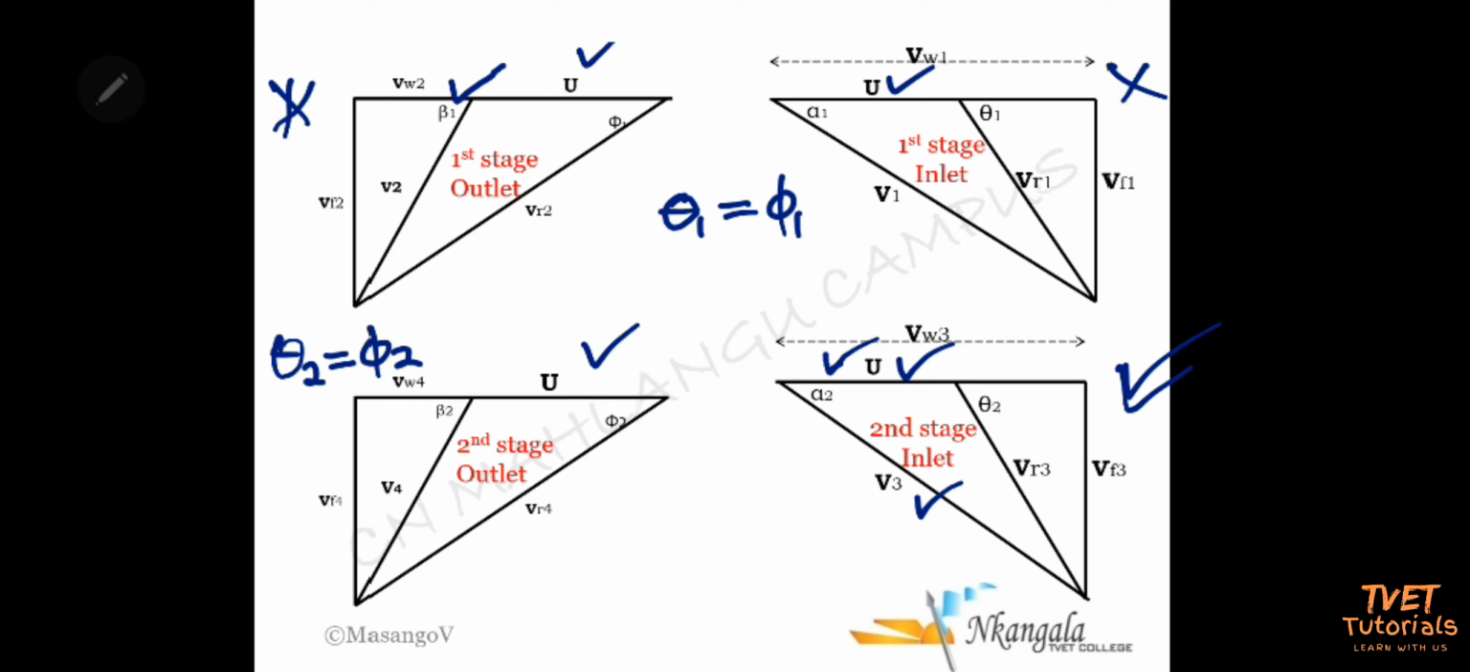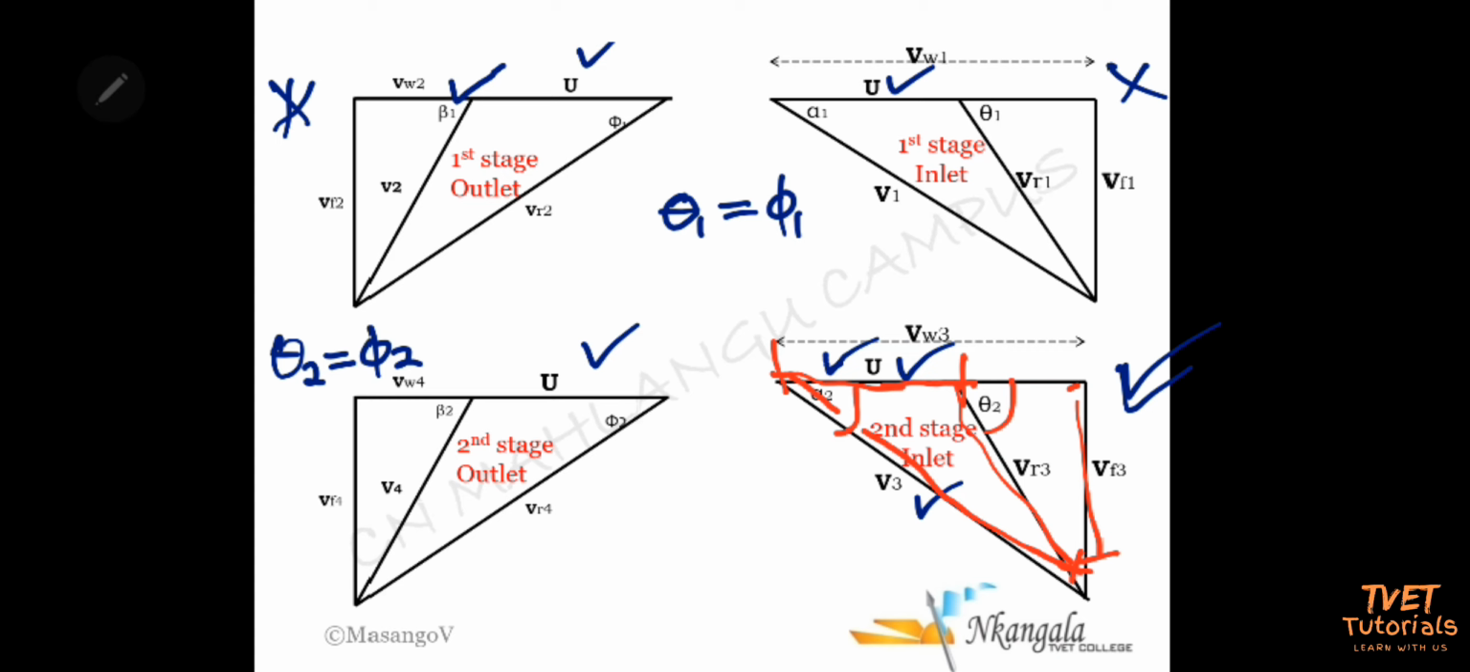How do we draw the inlet of the second stage? We are given U. We measure the size of U, 40 millimeters. Then we measure the size of alpha 2, 17 degrees, and then we draw the size of V3. We calculated it to be 88 millimeters. Then we stop exactly at this corner, and then we join to find V3. We measure the size of VF3. We measure the angle alpha 2, right? Then we will find all the properties of the inlet of the second stage.